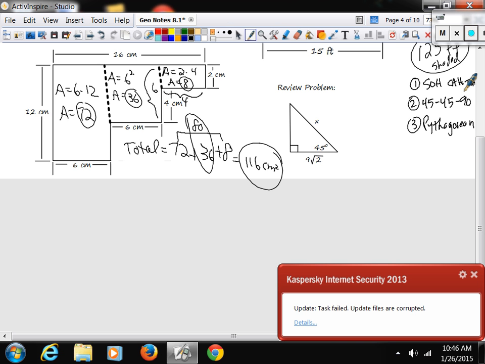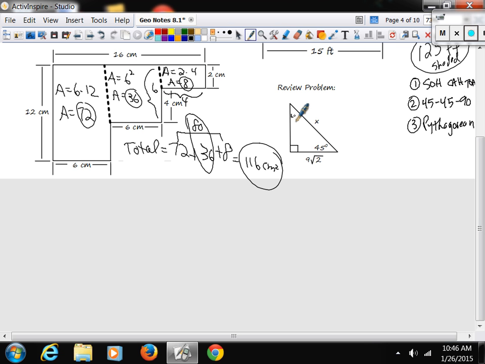What kind of a triangle is it? It's a 45, 45. So if this one is the same as this one, then this leg is the same as that leg. You actually have both legs. So 9 radical 2 is there.